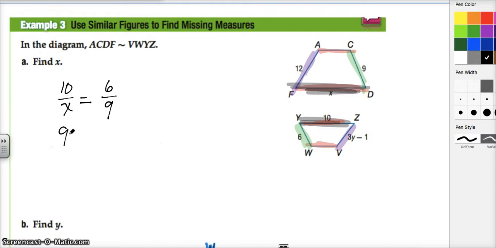9 times 10 gives me 90. 6 times X gives me 6X. After I do that, dividing both sides by 6, I get 1, remainder 3, and 15. X is equal to 15.